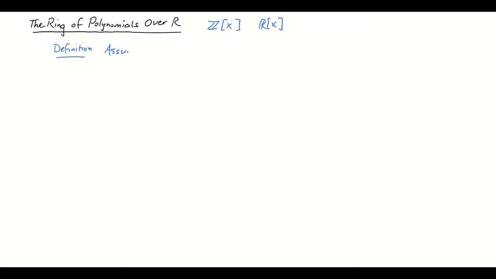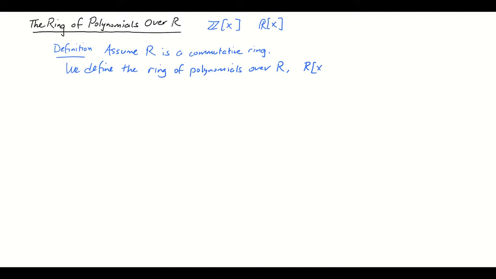Assume R is a commutative ring. We're always going to assume commutative ring for this, otherwise things get kind of chaotic. So assume that R is a commutative ring. We define the ring of polynomials over R, which we will call R[x], as follows.